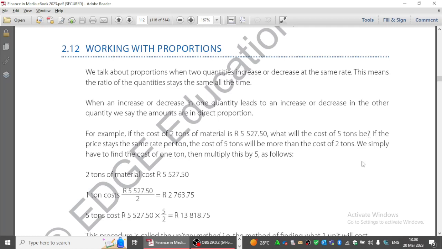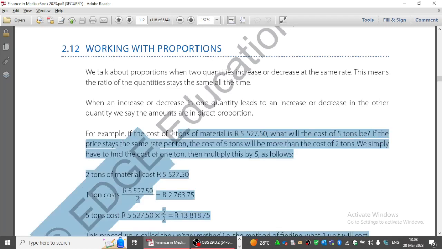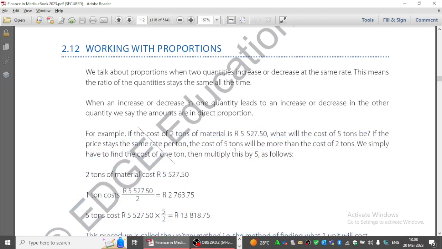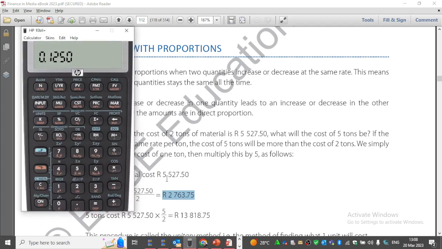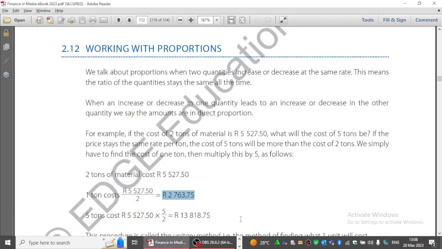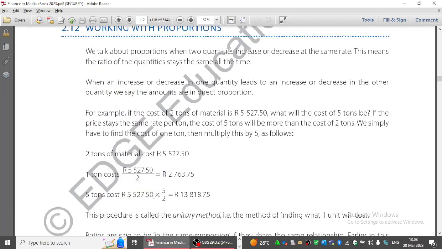To find the price of 1 ton, we say the price of 2 tons divided by 2, which will give us the price per ton, which is 2,763.75 cent. To calculate the value of 5 tons, we say 2,763.75 multiplied by 5. This will give us a total value of 5 tons of 13,818.75 cent.